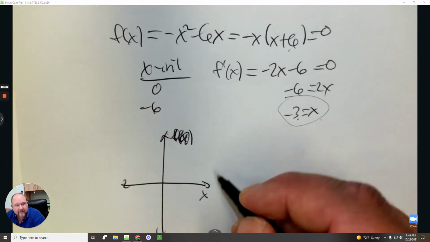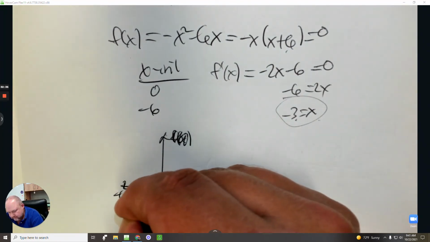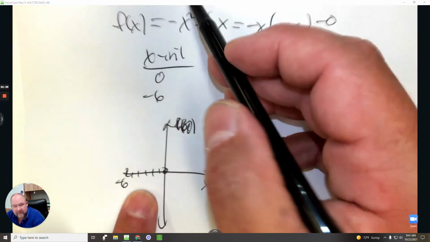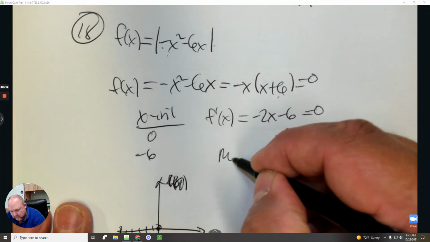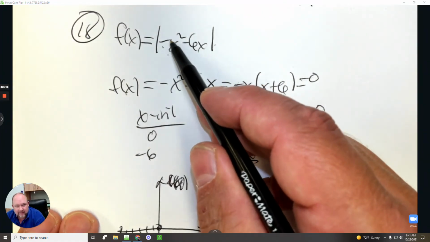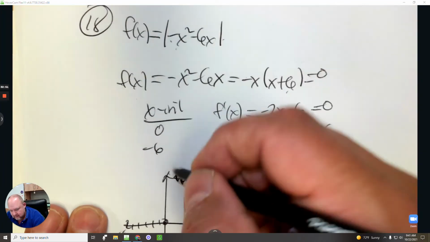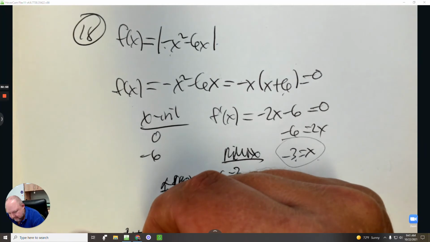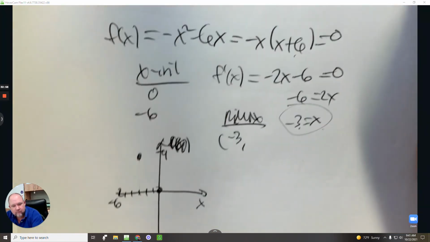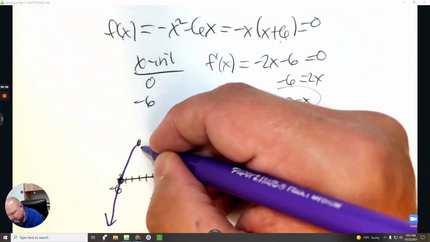I'm not going to call that f of x. Anyways, it would be 0 and negative 6. And at negative 3 is a maximum. If I plug in negative 3, actually I should do that. So we do have a maximum at negative 3. And then I plug it into here, and you get negative 9 plus 18, so that's 9. So at negative 3 and 9, we have a maximum. And then this is what the graph would look like.